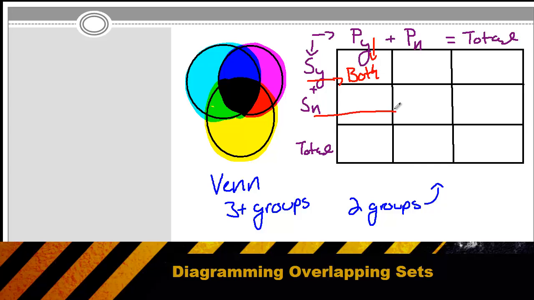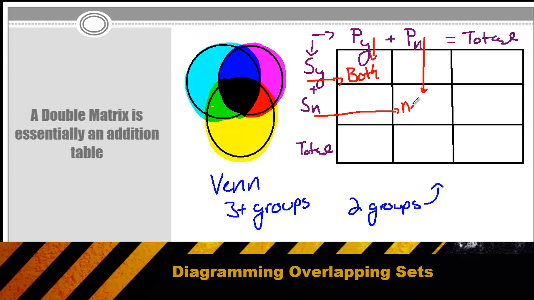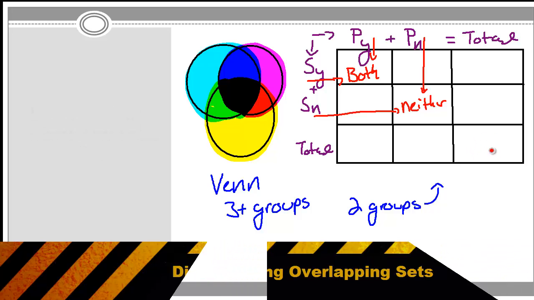Where the soccer no's and the piano no's intersect, that's where I put the number who play neither. And then in this box here, that's where I put the people who play soccer but not piano. And then in the total, that's everyone who plays soccer. Down here, I have the people who play piano but don't play soccer. And then over here, I put the total of people who don't play soccer. And then on the bottom here, I put either the people who play piano or all the people who don't play piano. And then finally, in my bottom right-hand corner, I get the grand total of everyone in the group.